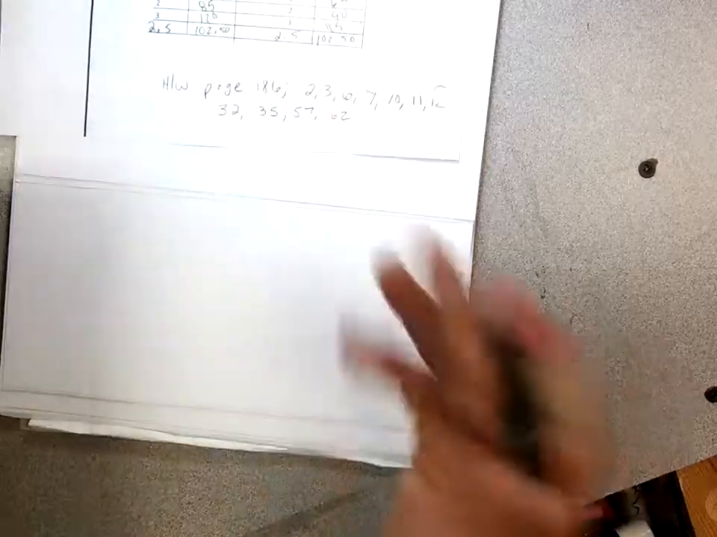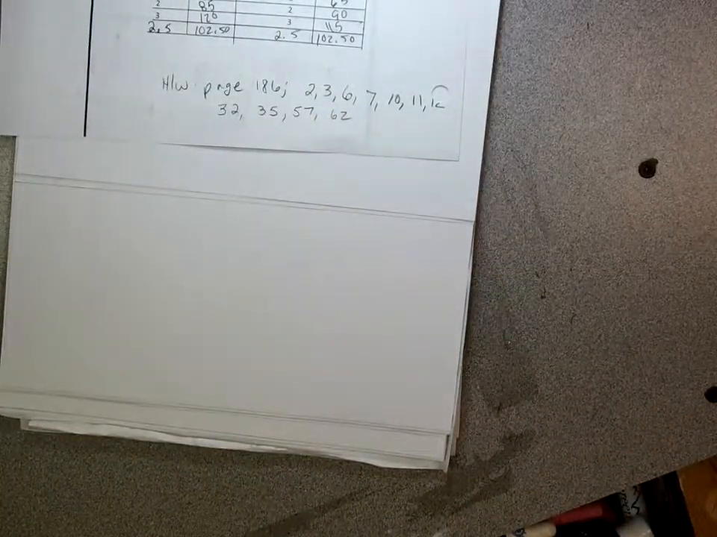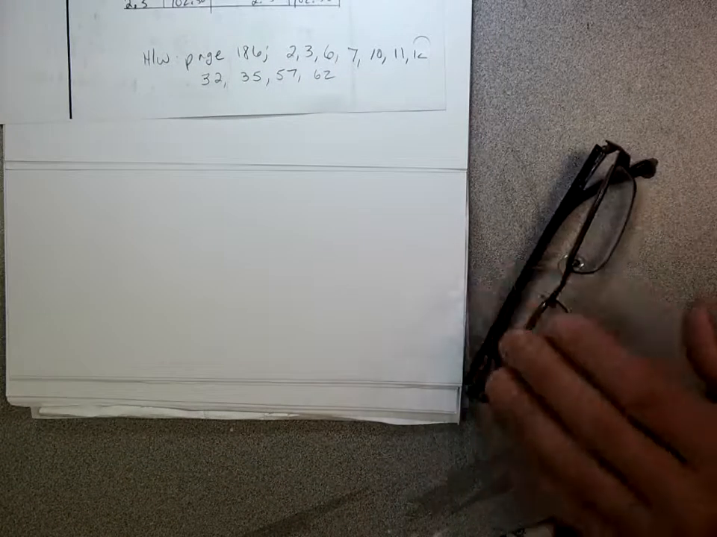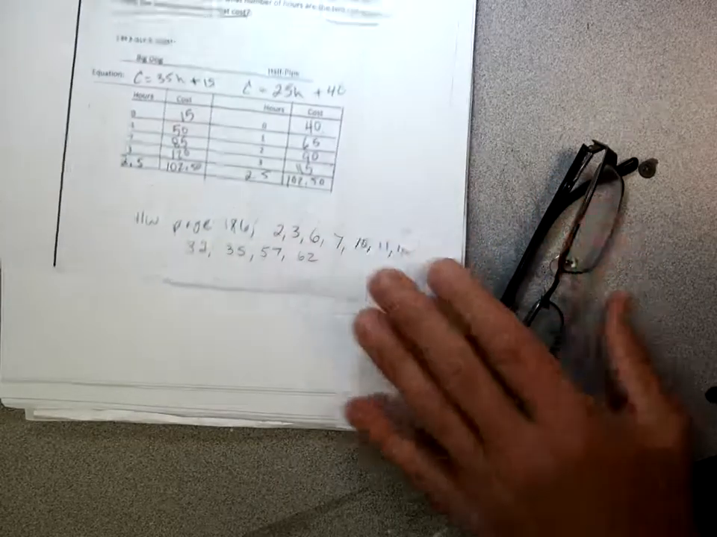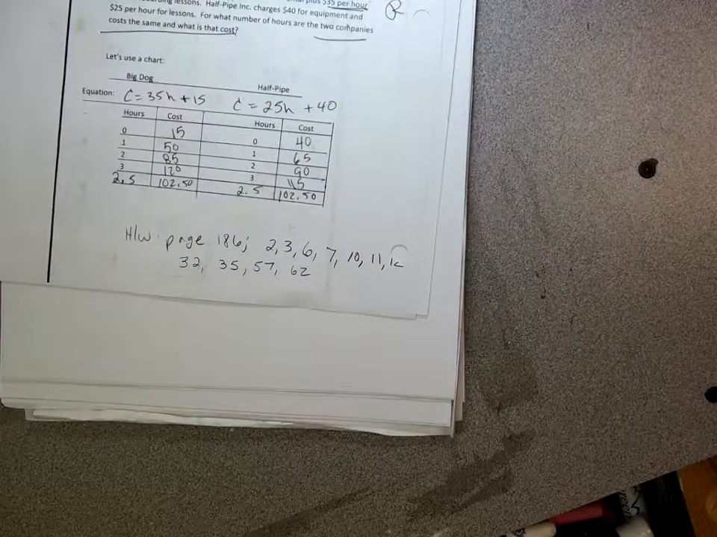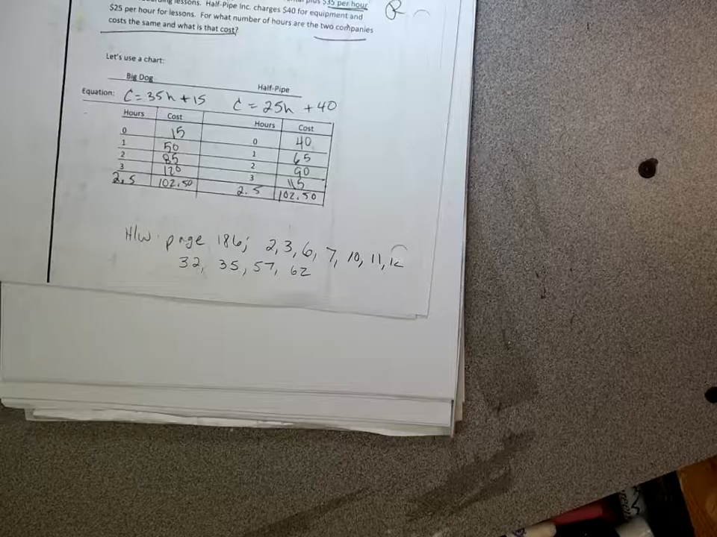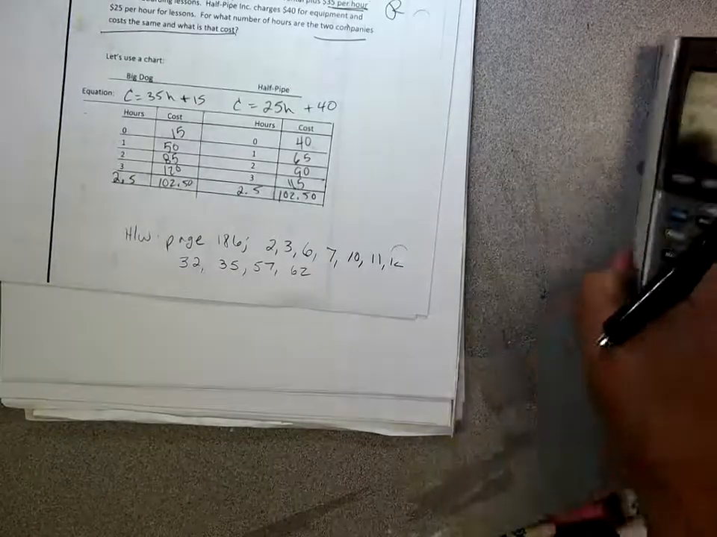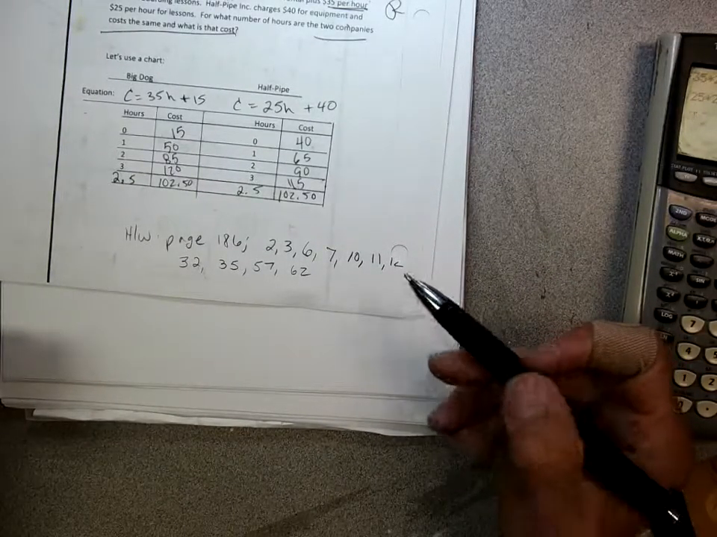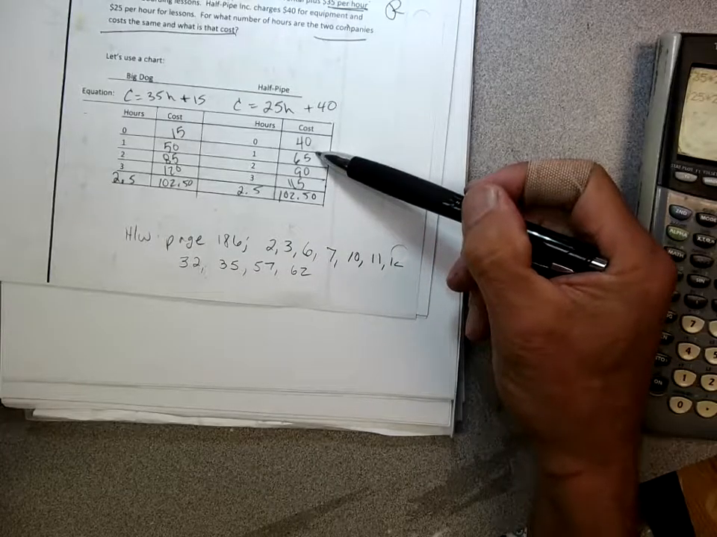$102.50. Now, why do I even care? Well, we're smart, right? I mean, we want to save some money. So if my buddies and I, when I go skiing with Landon, he likes to ski all day, right? So we would probably go with Halfpipe, right?